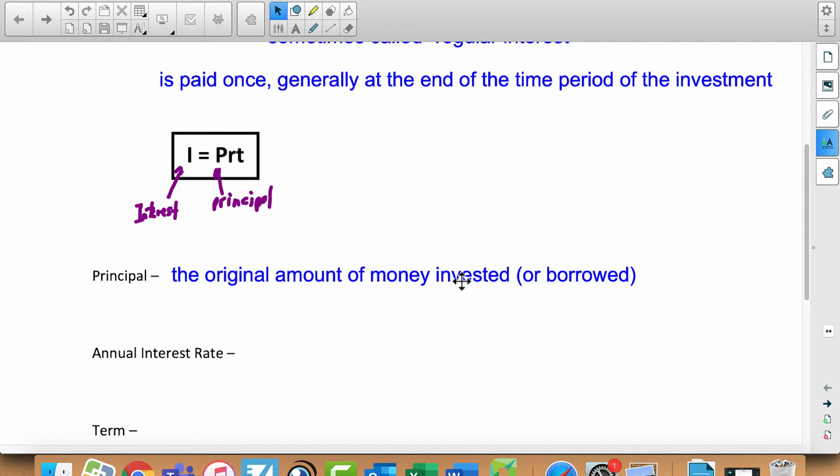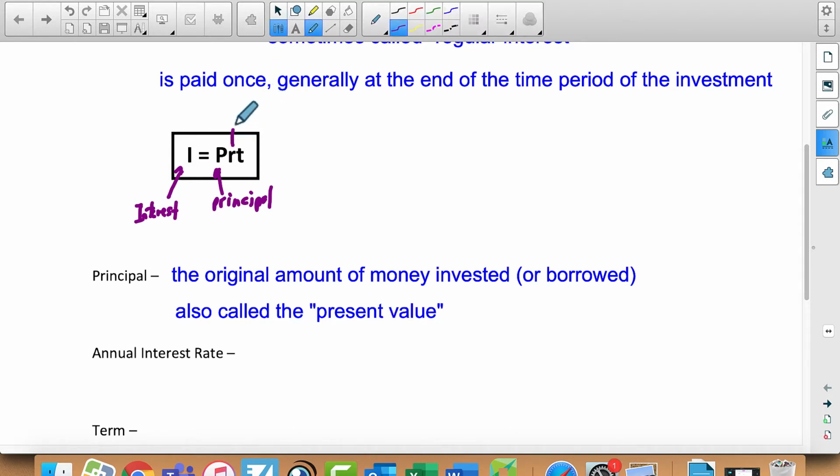So let's say you go to the bank and you put $10,000 in the bank, lucky you, then that amount of money is your principal. Or you go to the bank and you borrow $200,000 to buy a new house, then that amount of money is the principal. It's the original value, the present value, it's also called. Okay, R, what does that stand for? R stands for the rate, specifically the interest rate.